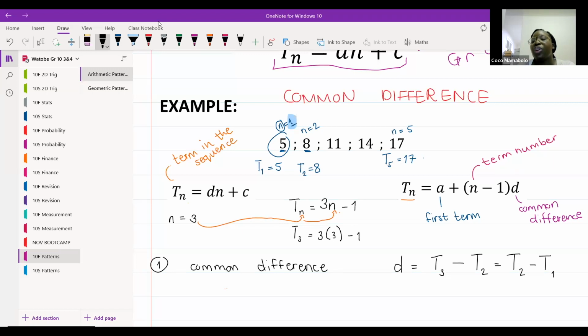And Mfundo, you are 100% correct. I'm using this as an example so that people can see where I'm going with this, right? So the answer I'm going to get over here is 3 times 3 minus 1, which gives us 8. So my answer is 8. So that means T3, the number in my sequence that sits in the 3rd position, is 8.